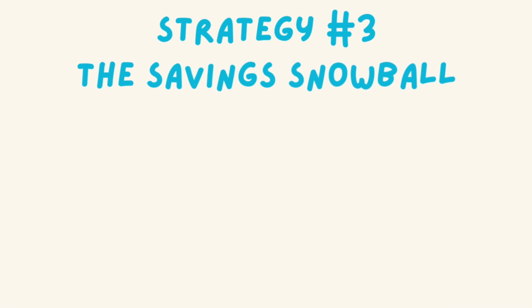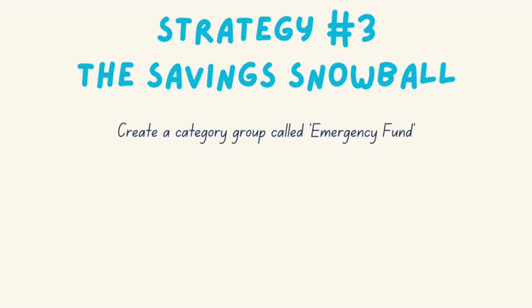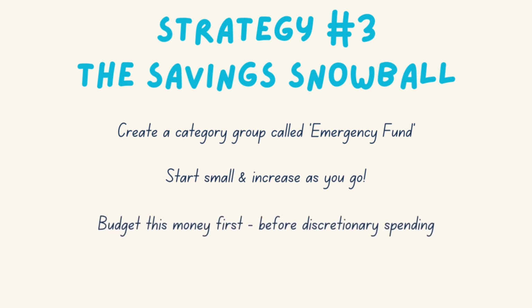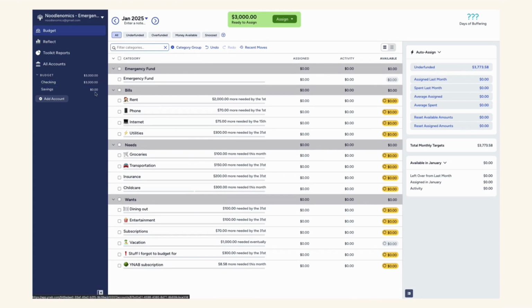The last strategy is what I like to call the savings snowball. Basically, if you're starting from zero and need to build momentum, you could try this. Start by saving a small amount every week. Once you hit a certain goal, celebrate that and then increase your amounts. Budget this money first, as always, before you do your discretionary spending. Of course, your bills come first, things like that. But this is a great way to kickstart your savings if you're not already in the habit of doing so. So how I would do this in YNAB, as you can see, there's zero in savings.